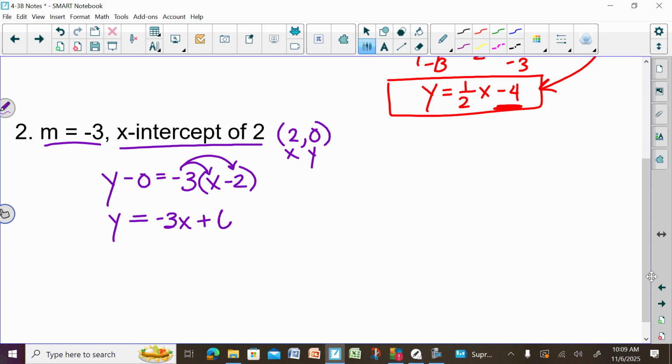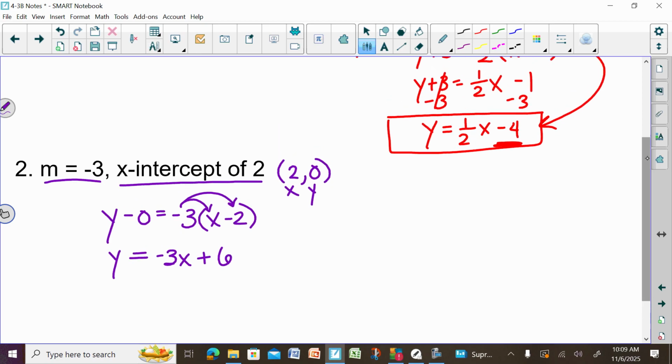-3x plus 6. So this one required a couple different steps. I had to distribute, then I had to subtract the 3 here. This one, minus 0 just kind of goes away. And so less work, right? There's your slope-intercept form of the equation.